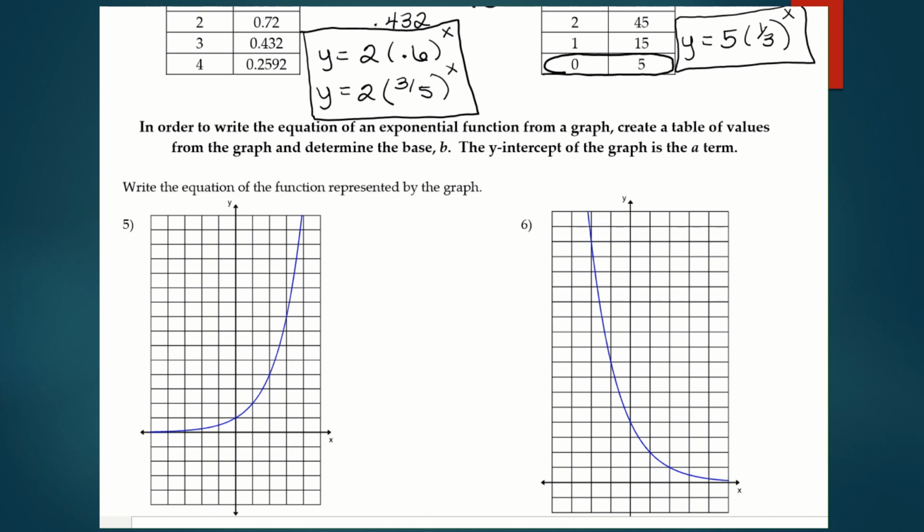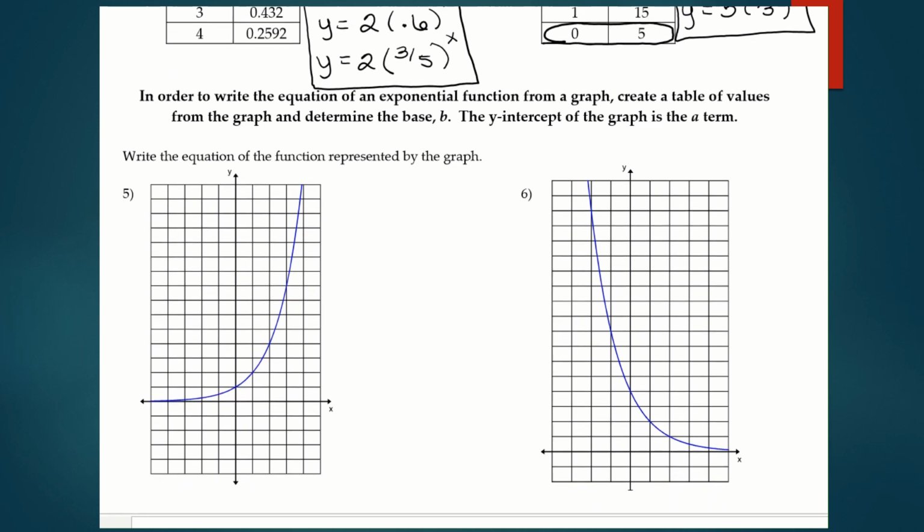Now let's take a look at graphs. So in order to write the equation of an exponential function from a graph, we're going to create a table of values from the graph and determine the base b, which again is that common ratio. So b is our common ratio. And then the y-intercept of the graph is our a term. So again, this is when x equals 0 or when we cross or touch the y-axis.